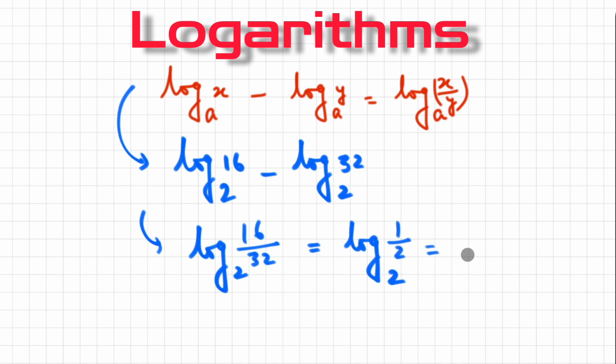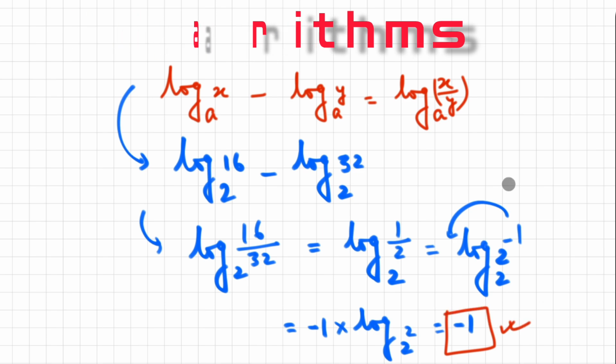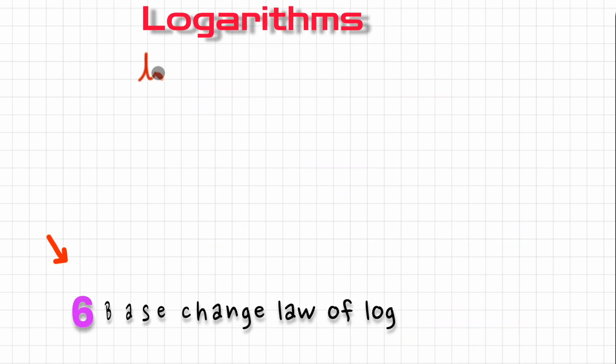Now we know that 1 over 2 can be written as 2 raised to the power negative 1. So here we can write 2 raised to the power negative 1. Then we will apply the power law. So this negative 1 will come to the front and multiply by log 2 base 2. And we know that log 2 base 2 is 1. So the answer will be minus 1. Isn't it easier? Yes.